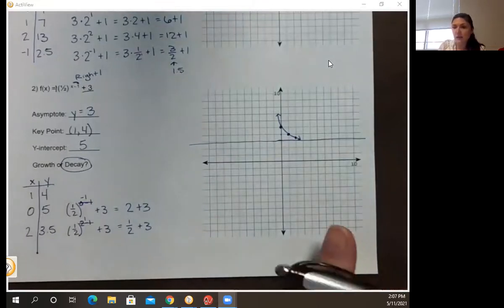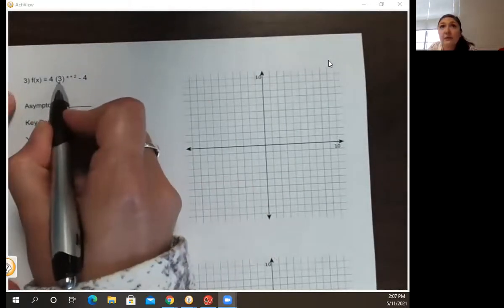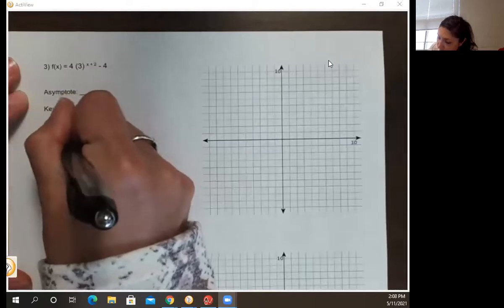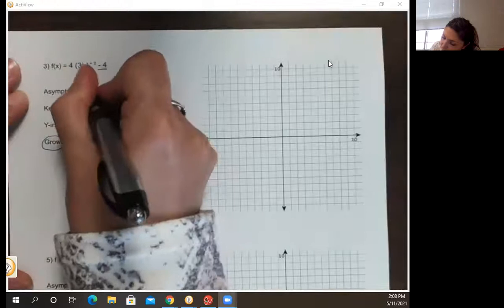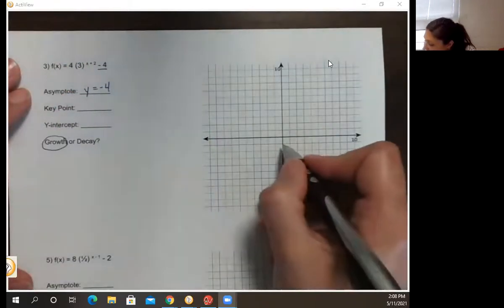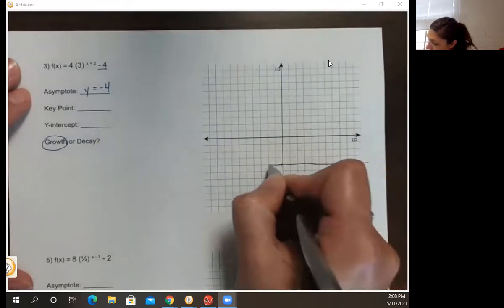Let's take a look at just a couple more problems. The base for my exponent here for this third problem is greater than 1. So this is exponential growth. And then my asymptote would be y equals -4. I'm going to go ahead and plot that. 1, 2, 3, 4. And stretch that all the way across my graph.